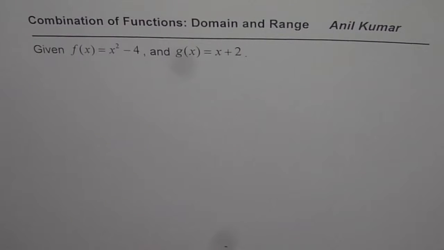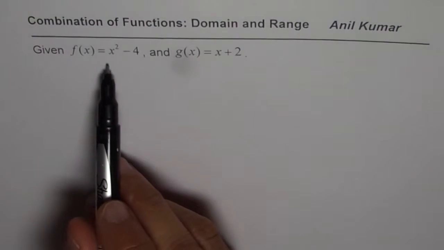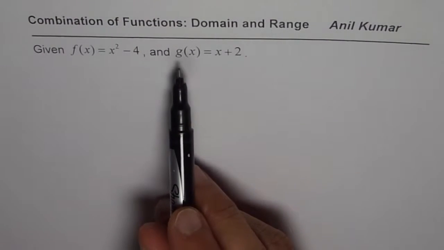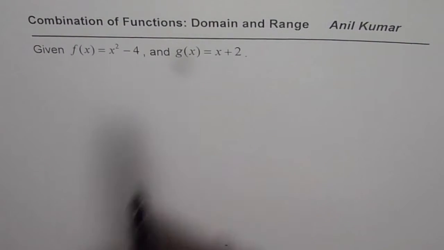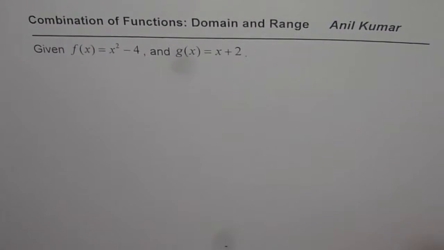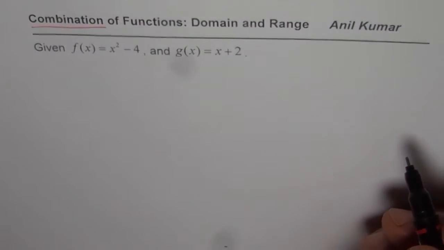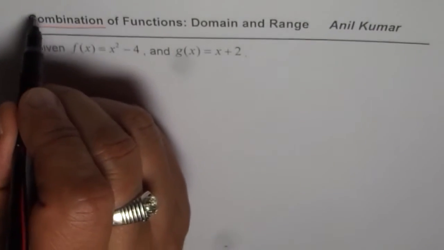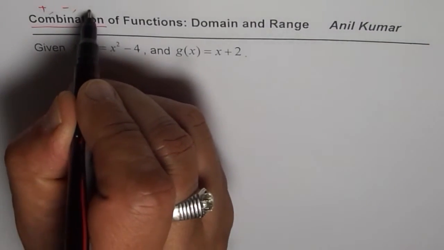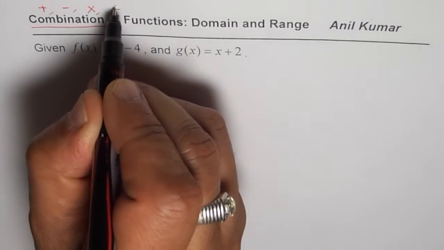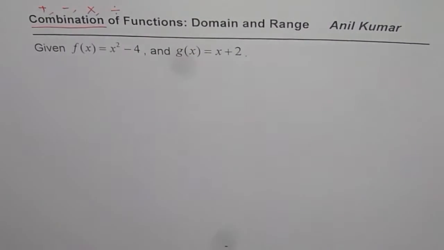I'm Anil Kumar, and in this video we will understand combination of functions and their domain and range. We have taken an example where f of x is equal to x squared minus 4 and g of x is x plus 2. Now when we say combination, what are we working with? We are working with operations like addition, subtraction, multiplication and division. This is a kind of combination, right?